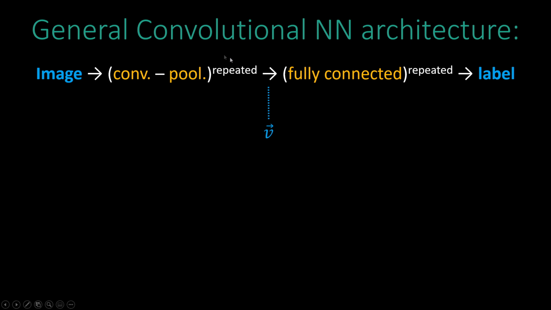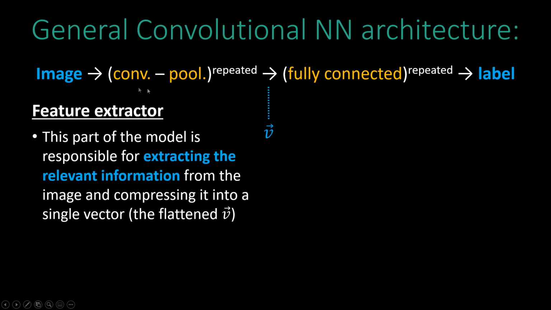So we can see that this part, image to convolution to pool to convolution to pool to convolution to pool, however many times you want, we can call a feature extractor. This part of the network is responsible for extracting relevant information from the image and compressing it eventually into the flattened vector V. So at the end of this repetition, we will flatten the layer and then get some sort of vector which is a representative of that image.